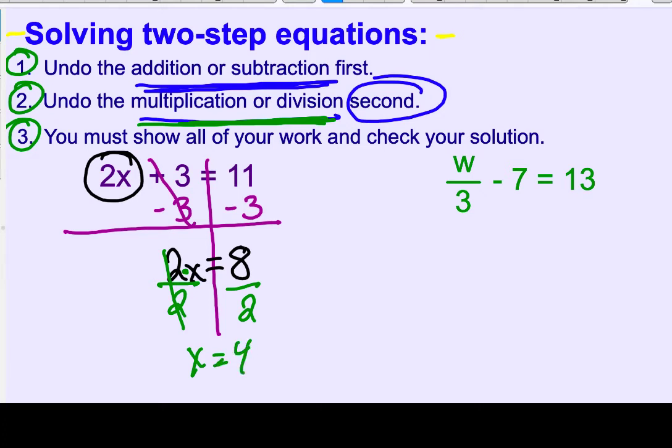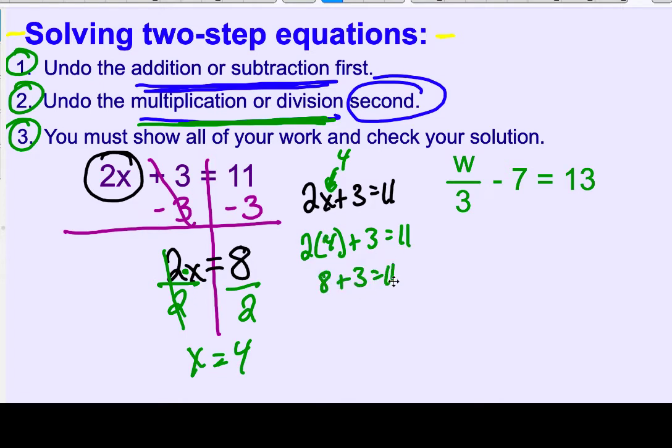To do your check, and these are going to be even more important to do your check, you're taking your original equation, but in place of the variable, you're going to put in your answer. So instead of 2 times x, I'm going to do 2 times 4. 2 times 4 is 8. 8 plus 3 really is 11. So I know I did it correctly.